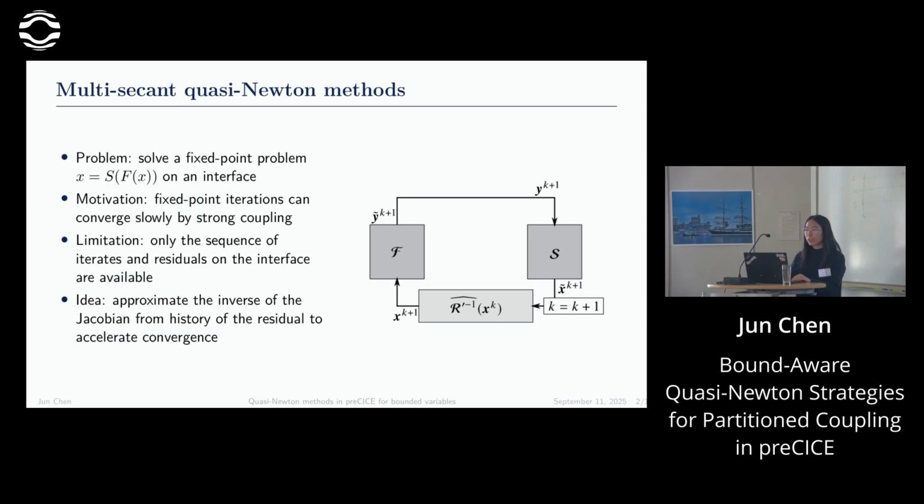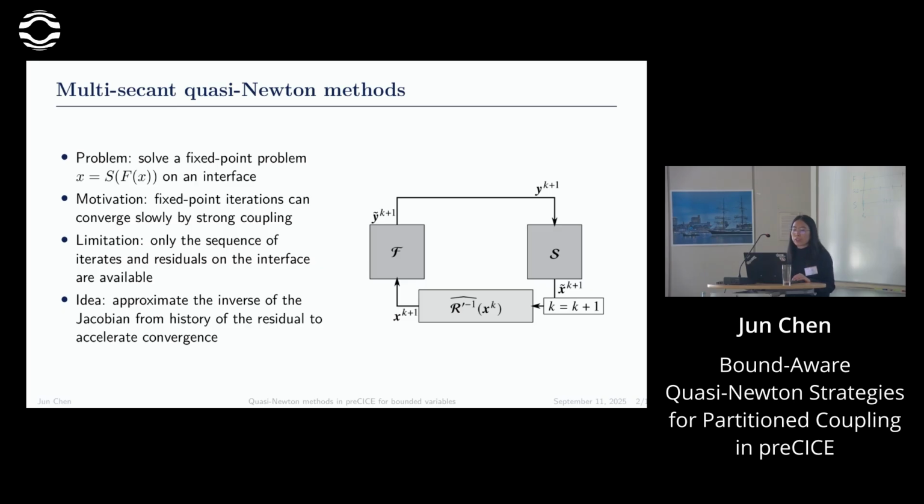The motivation for including Quasi-Newton methods in preCICE is that fixed point iterations can converge relatively slowly for strong coupling. In the course, I think you have tuned the coupling strength of the perpendicular flap case, so that you can see that for strong coupling, you would need an implicit scheme, you would need other acceleration methods to make it actually converge and converge faster.